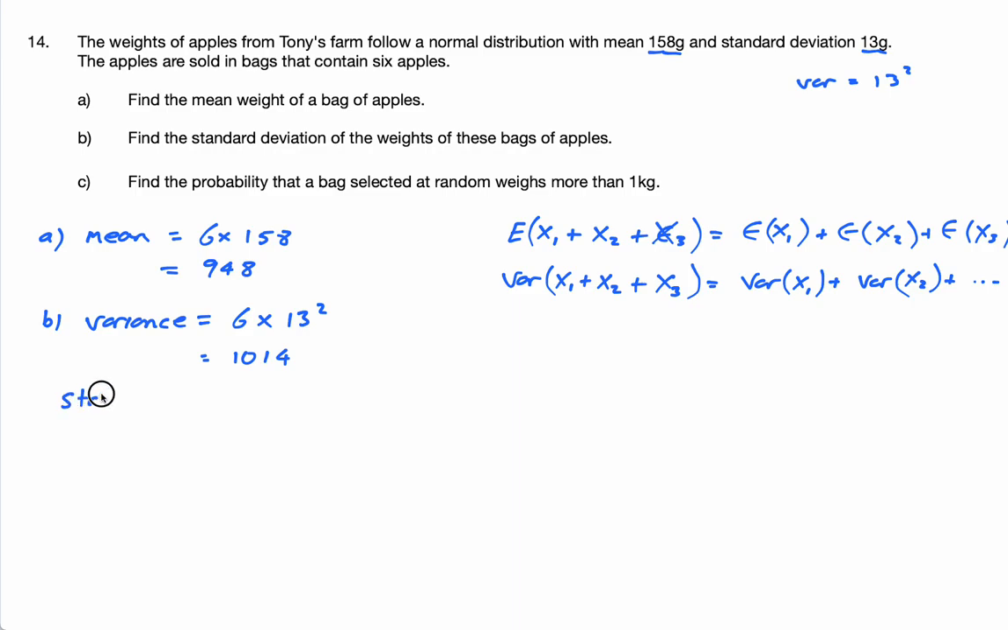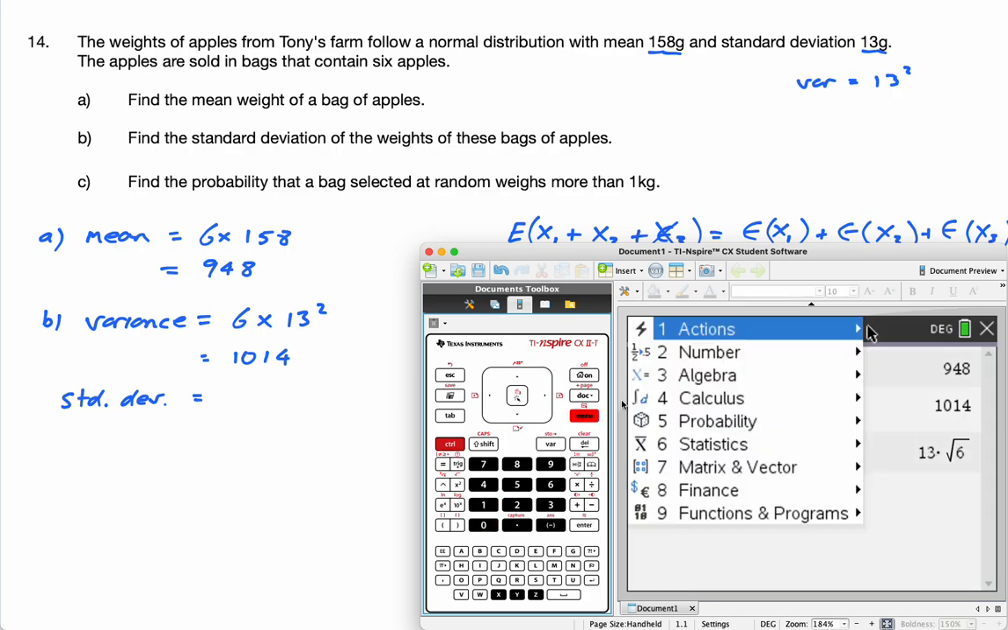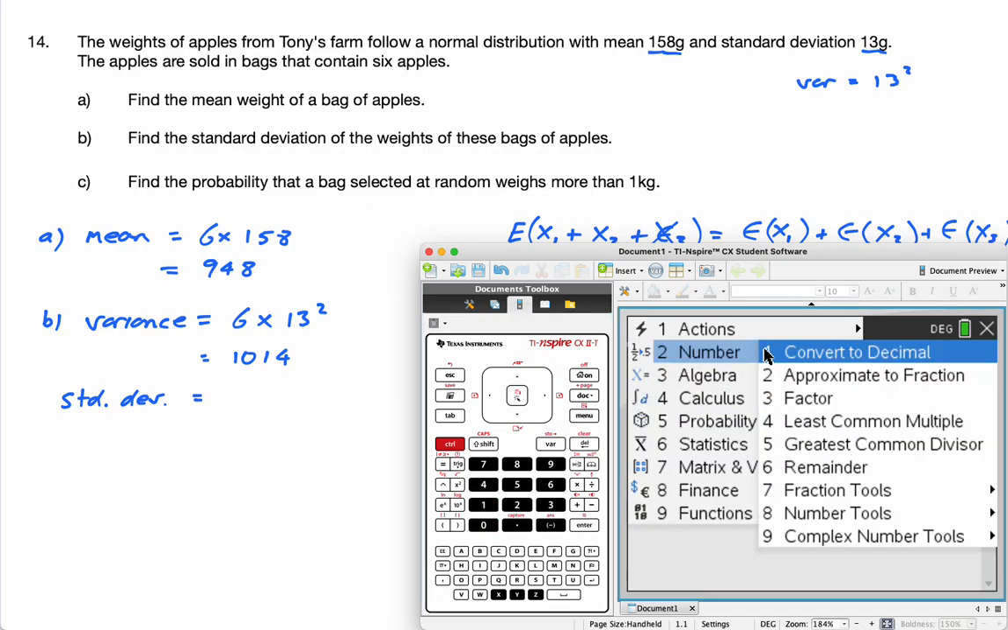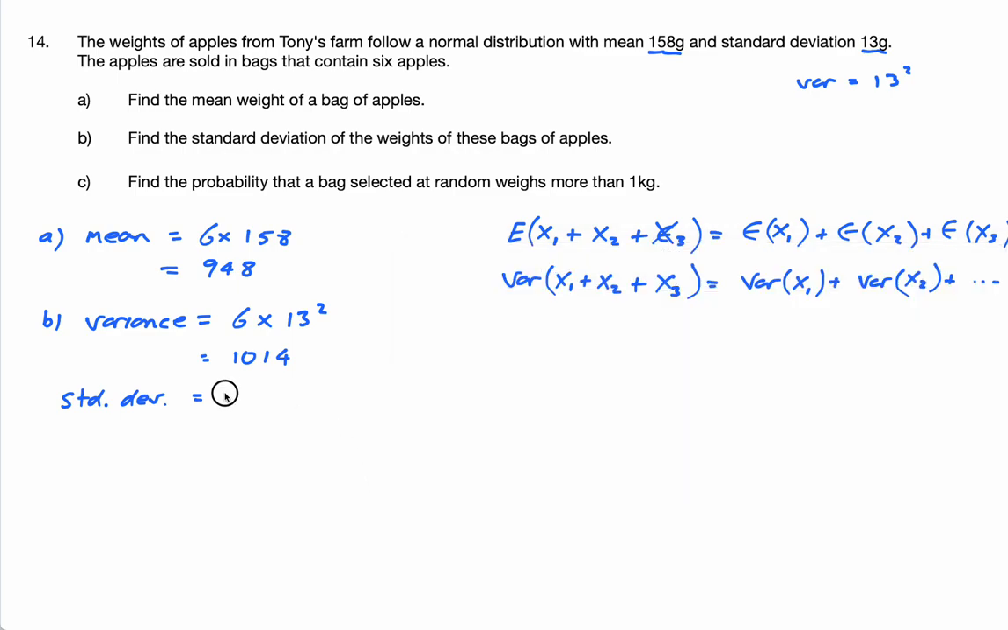We need the standard deviation. The standard deviation is then the square root of that. So it's the square root of 1014. Let me just make it into a decimal. 31.8434. To 3 significant figures, 31.8.